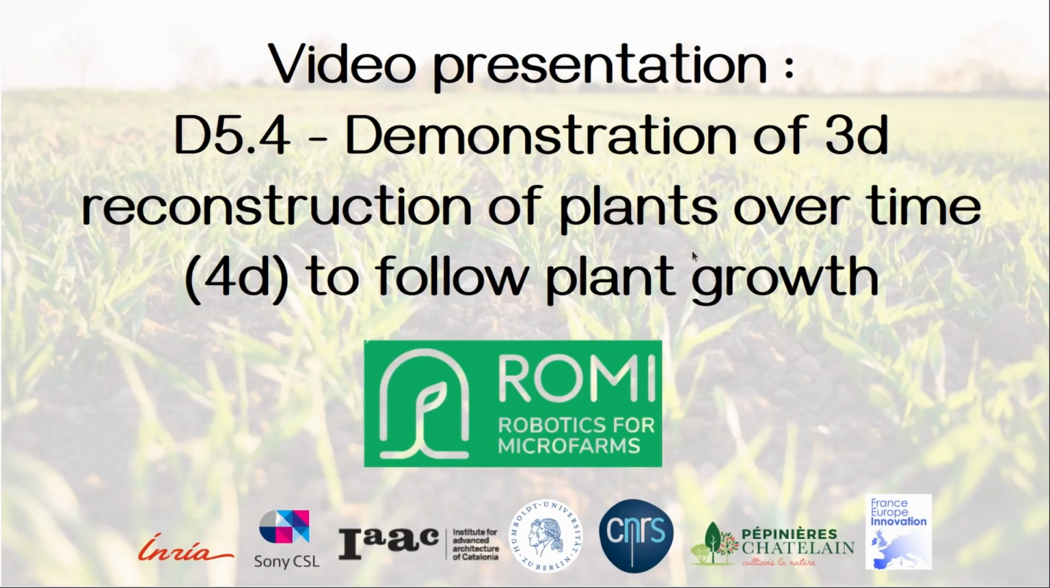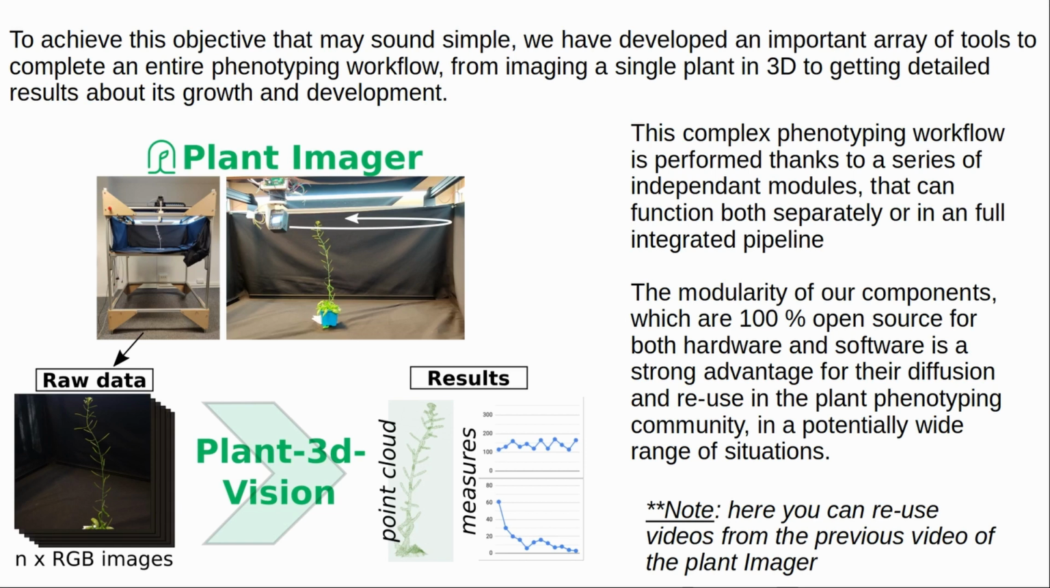This video will present a research work on plant 3D phenotyping, focusing on how to follow a plant that grows over time in 3 dimensions, and how to measure this growth in 3D automatically using robotics and computer vision. To achieve these objectives that may sound simple, we have developed an important array of tools to complete an entire phenotyping workflow, from imaging a single plant in 3D to getting detailed results about its growth and development.